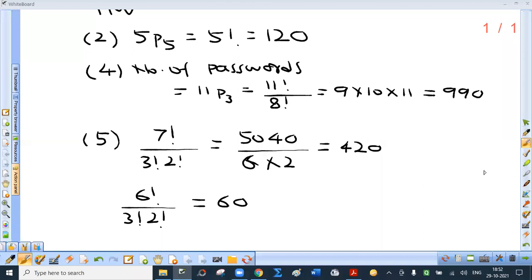Next line. Hence, total numbers formed exceeding 1 million equal to 420 minus 60 equal to 360.